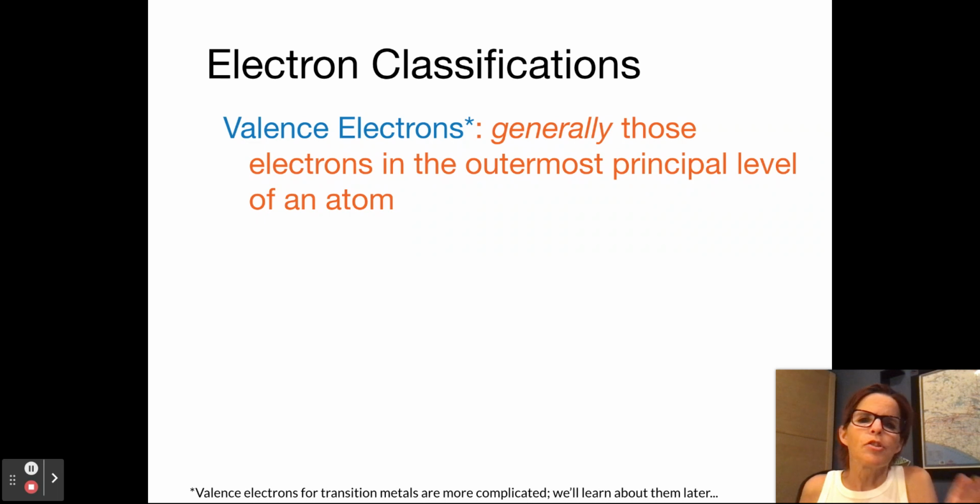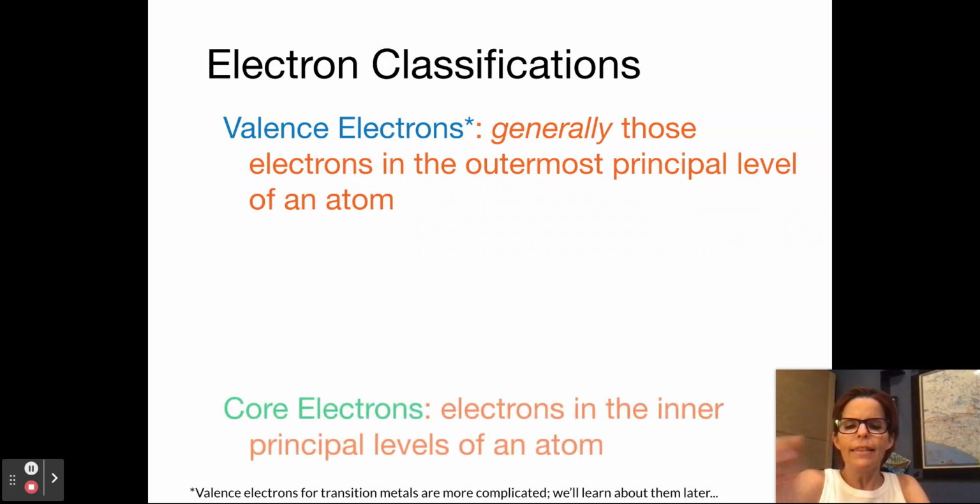Don't worry about them. So I'm going to give you the easiest scenarios. I'm never going to give you the trickiest scenarios. So valence electrons are tricky. I'm not going to give them to you. Okay, so valence electrons are in the outermost principal level, so that's the biggest number. And then the core electrons are the electrons in the inner principal levels of an atom.